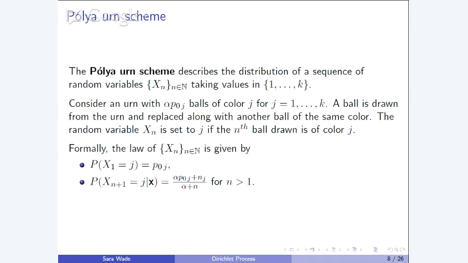So at stage n plus 1, given x1 is equal to j1, up to xn is equal to jn, we have that this is equal to the total number of balls in the urn of color j, which again is alpha times p0j. And then we need the number of balls that we added, which were of color j. So this is just the sum from i equal 1 to n of the indicator that j is equal to ji. And how many balls do we have in the urn at this stage? Alpha plus n. Okay, so that's the law of this sequence.